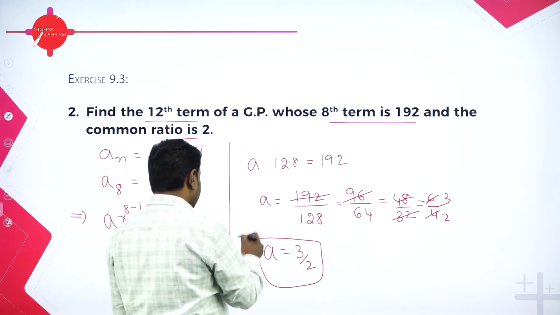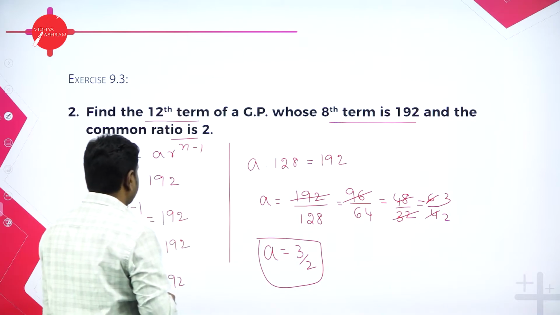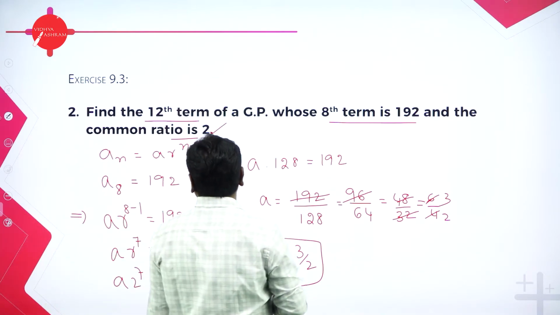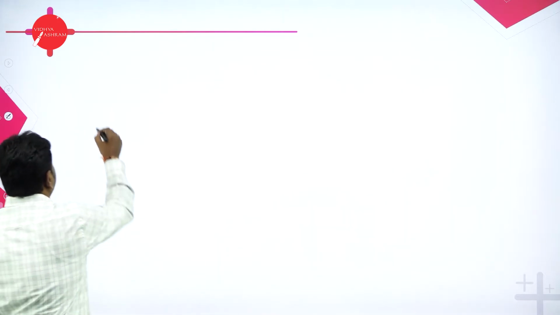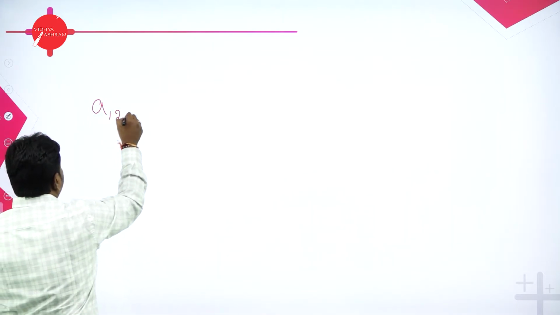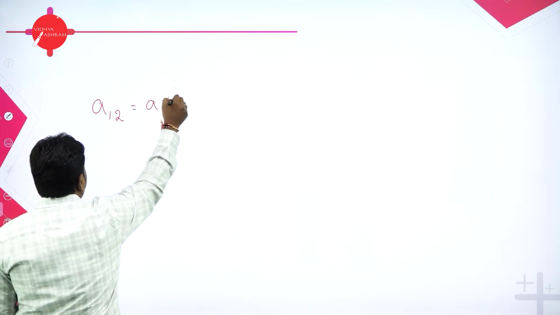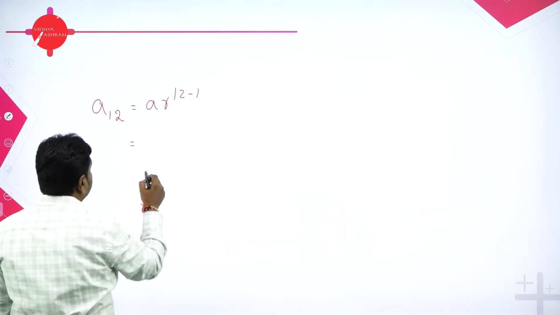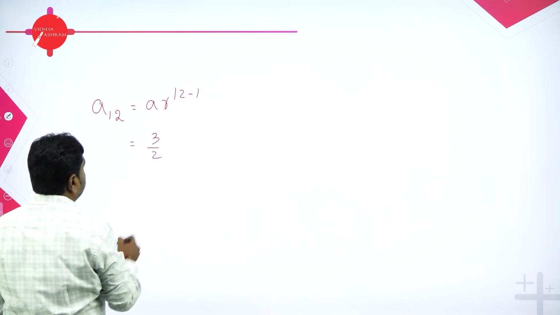They gave the common ratio. What is the common ratio given? Common ratio is 2. R is 2. They want you to find which term? The 12th term. A12 is what? A into R power 12 minus 1. What is A? A value is 3 by 2 into R power 12 minus 1.